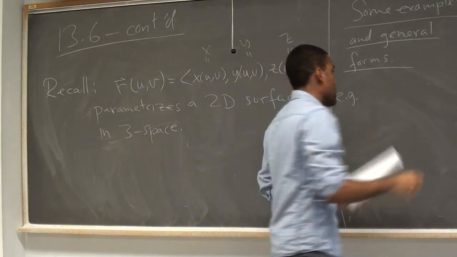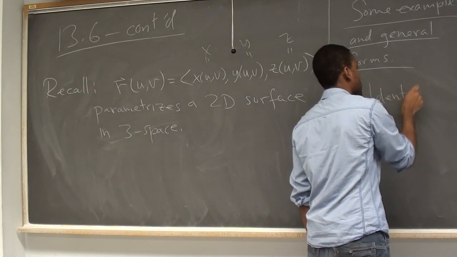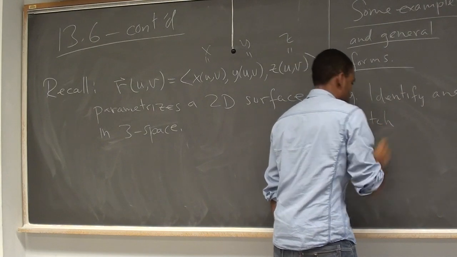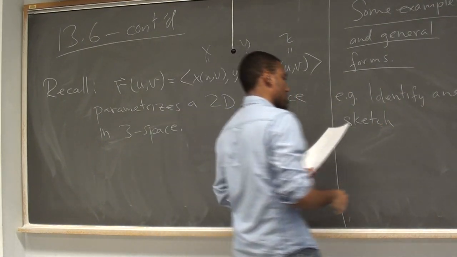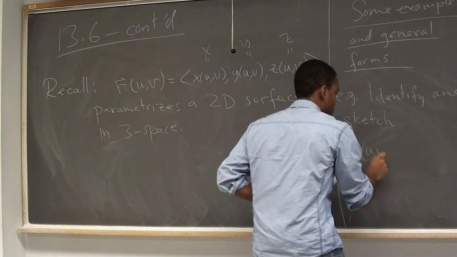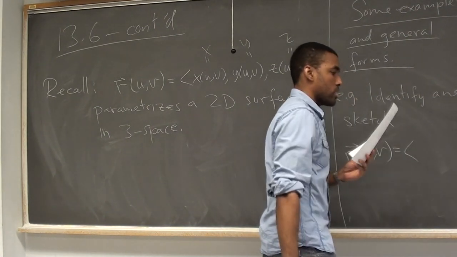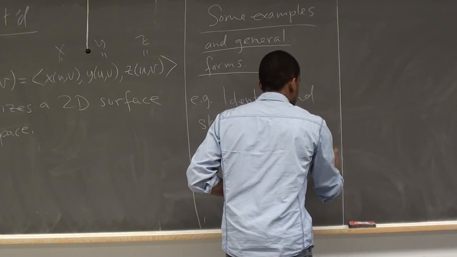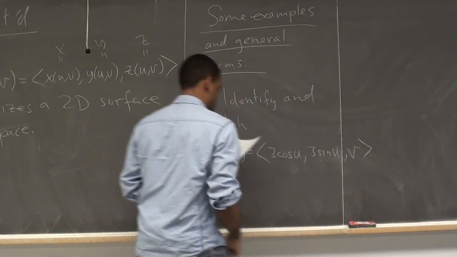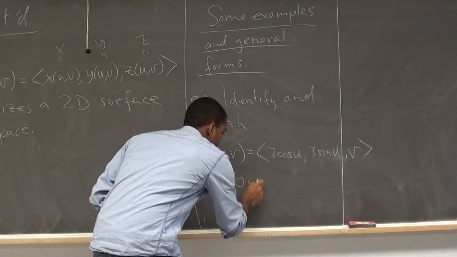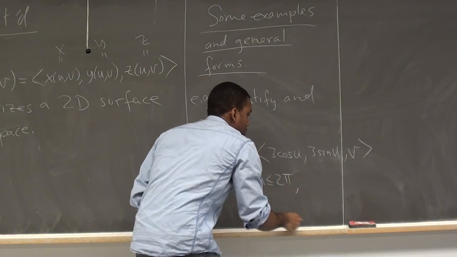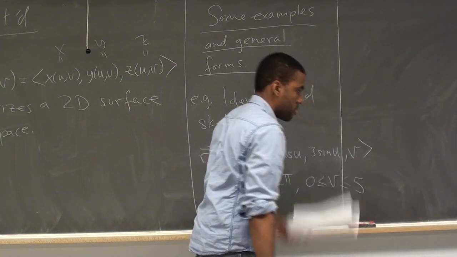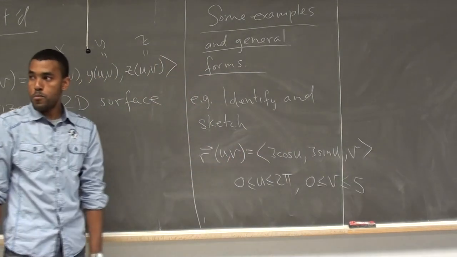So here's something. Identify and sketch this surface. I'm not going to give you a general form just yet. I'm just going to see where we are in interpreting these things. Suppose I told you a surface was 3 cosine u, 3 sine u, v, where my u goes between 0 and 2 pi, my v goes between 0 and 5. What surface is that? Cylinder.